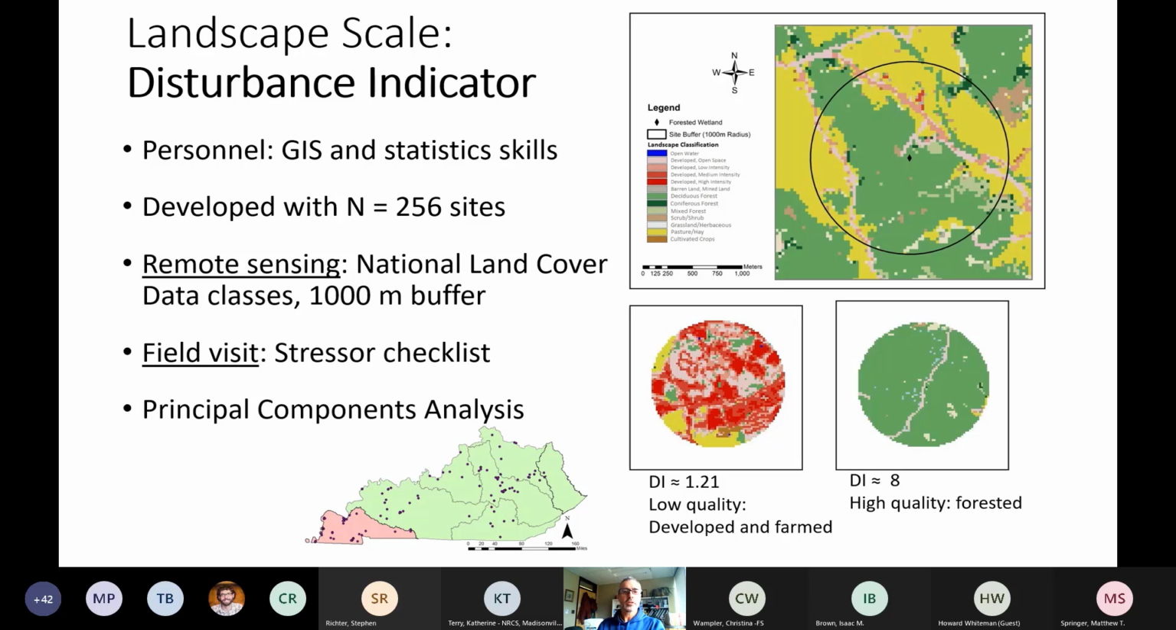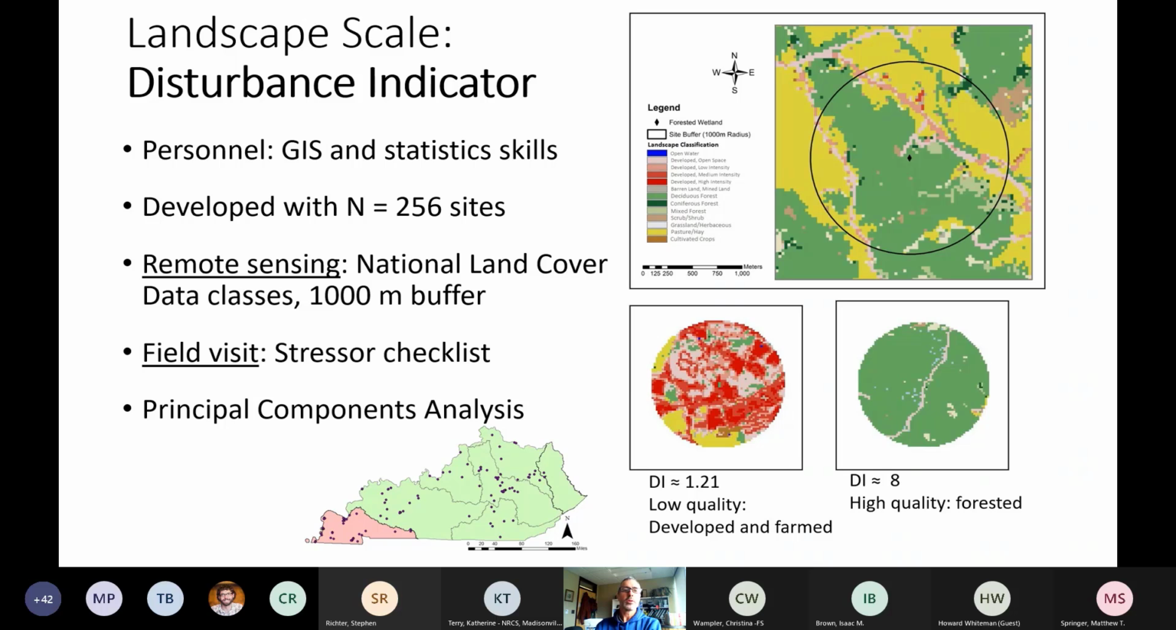And then we extract the proportion of cover of each of the land cover classes from that buffer. We collapse those classes a little bit and eliminate some of the ones that don't exist in Kentucky. But in general, we're using the National Land Cover to describe at kind of a large scale, 1,000 meter buffer, what the disturbances are and what the natural habitat looks like around that wetland.